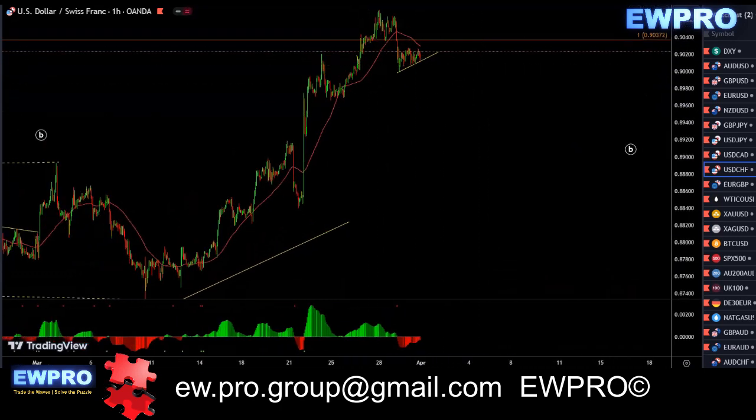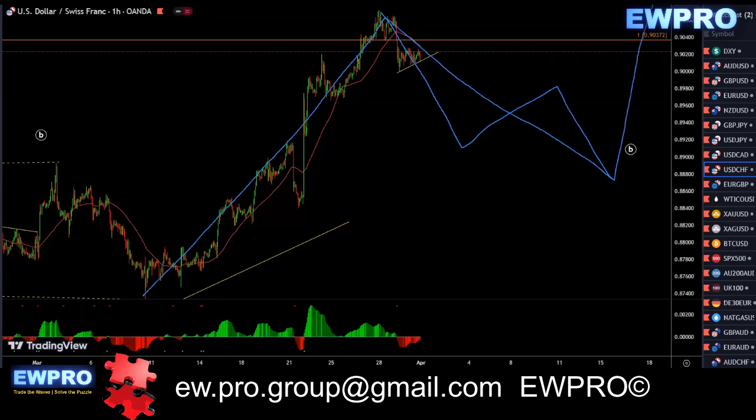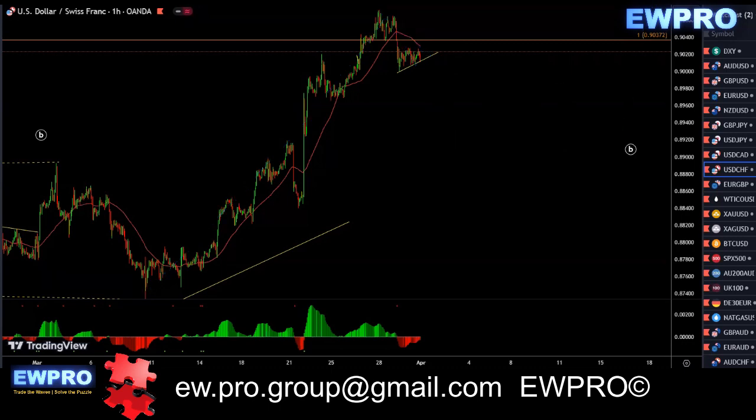Because either way, we're looking for a larger correction here, as a B wave, and then we get the A, the B, and the C. So I'll be looking for a little bit more downside. This might be a nice opportunity to get into the sell.